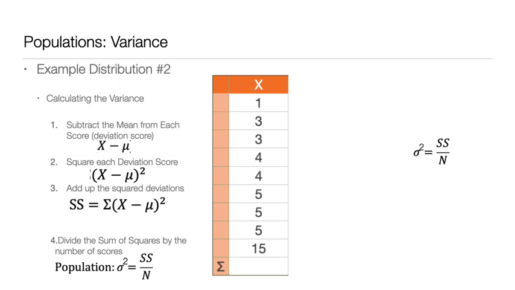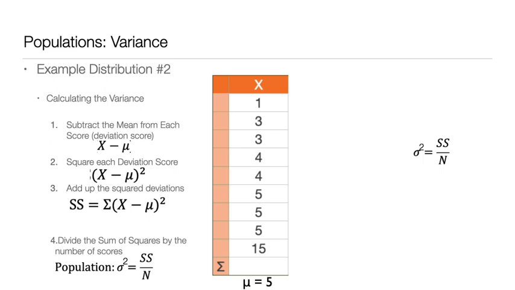The first thing that we're going to need to do, if we don't have a mean, is calculate that mean. Here, if we added 1 plus 3 plus 3 plus 4 plus 4 plus 5 plus 5 plus 5 plus 15 and divided by our number of scores, we get a sum of 45 divided by 9, which gives us a mean of 5. Now that we have that mean, we can start getting those deviation scores. That's step one in calculating the variance.